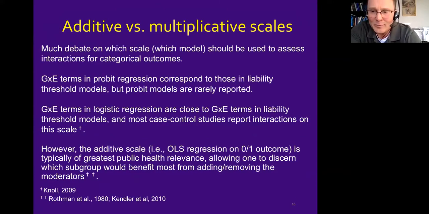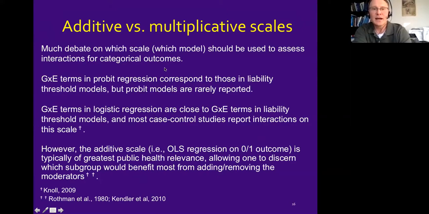So there's a lot of debate about which scale should be used when modeling dichotomous outcomes. So I think this is right. This is something that my grad student Richard Border pointed out yesterday, that the G by E term in a probit regression corresponds to those in a liability threshold model. But I've almost never seen probit models used in G by E research. What's almost always used is logistic regression.